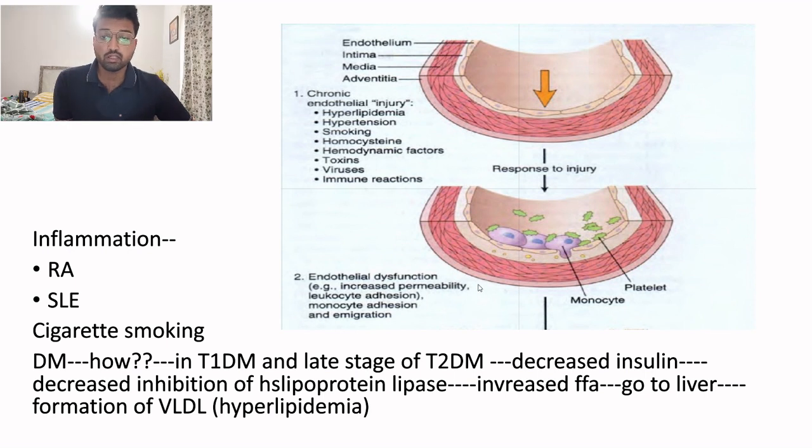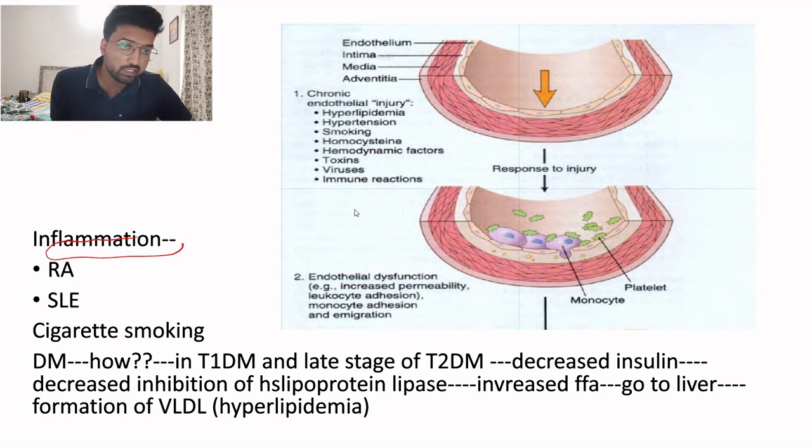Now we talk about the 2 I's. We talked about 3H. We can talk about 2 I's. The 2 I's are inflammation and infection. So what about inflammation? Anything which causes inflammation will lead to endothelial injury, and there is increase in permeability.